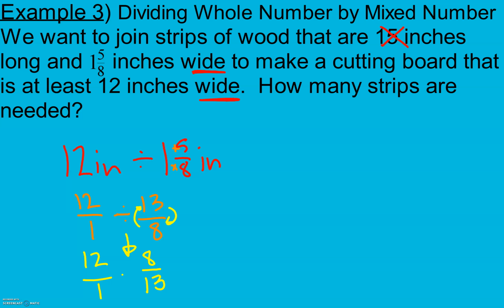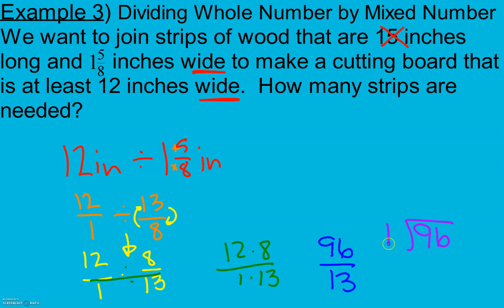Here, nothing reduces, so we can multiply across. This is going to give me 96 over 13. 96 is bigger, so we divide. Goes in there 7 times, with a remainder of 5/13.